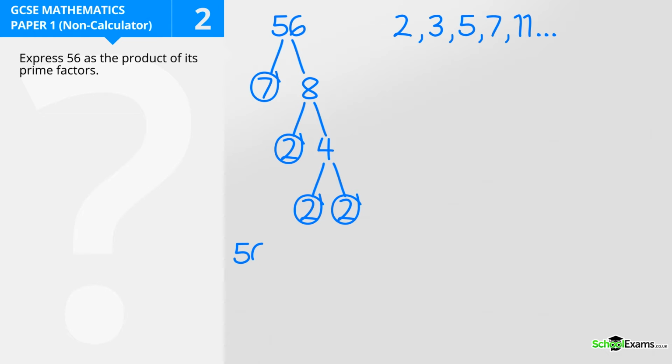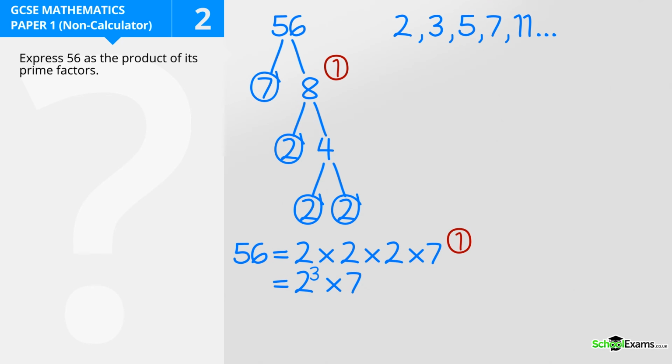So 56 is equal to 2 multiplied by 2 multiplied by 2 multiplied by 7, and I would get 1 mark for that answer, and there's 1 mark for my method of finding the factor tree. Now you could write this in index form. Either of those two answers would give you 4 marks.